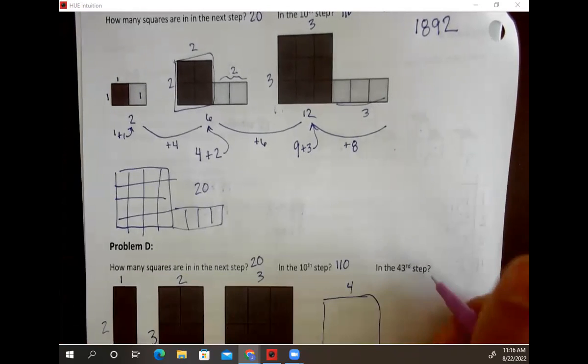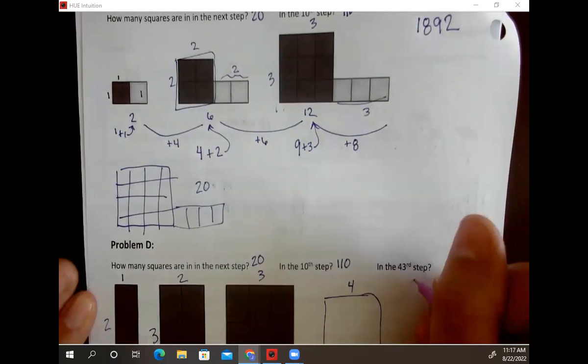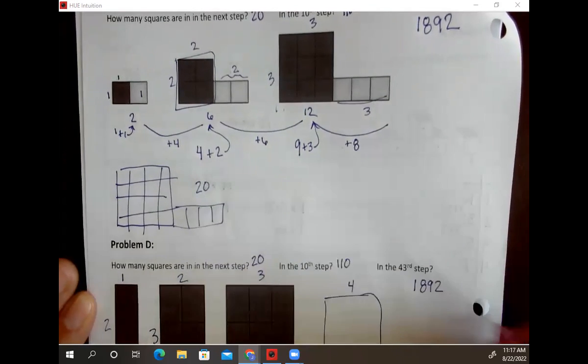How many squares in the 43rd step here for problem 2? Same as the last one, right? 1,892.